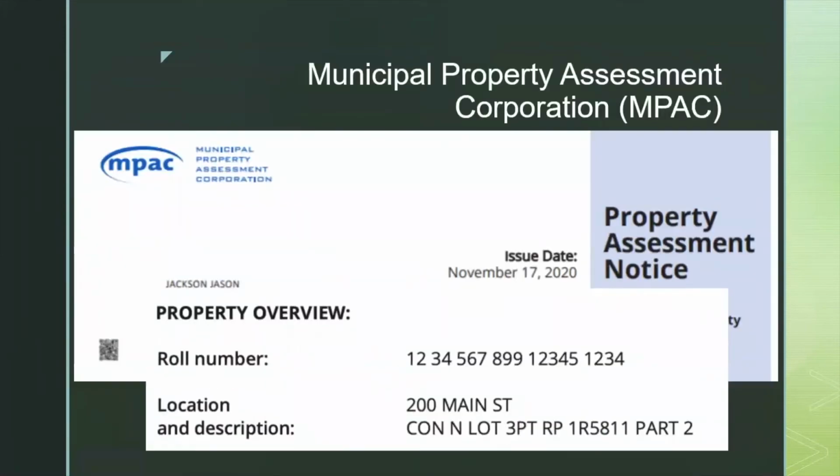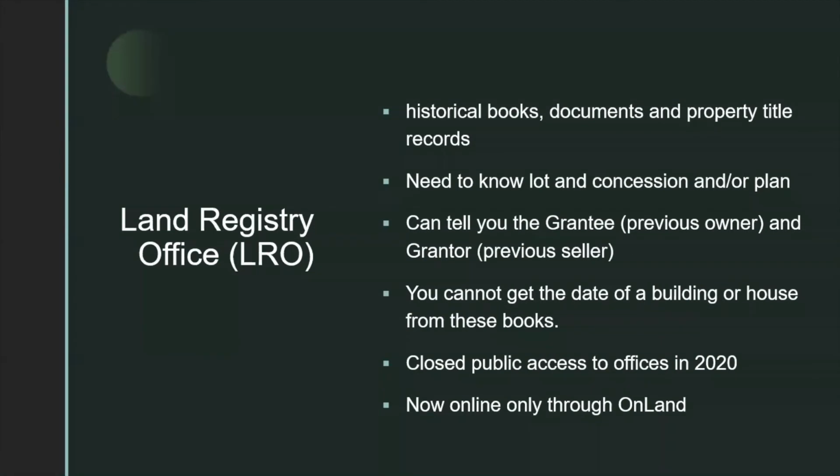So I mentioned the Municipal Property Assessment Corporation, or MPAC. This is what your document would look like. This is a sample one from their website, but you can see along the bottom here that you can get the location and description of your property. It says 200 Main Street, but it also says concession lot 3, and then it talks about the lot and plan number. So it talks about 200 Main Street, but also mentions the concession and lot and plan at the bottom, in which part of that. So it says part 2 of the plan. And this information will be very useful for you later on.